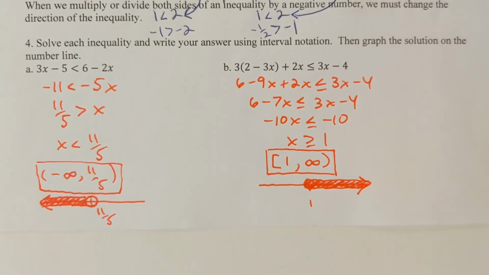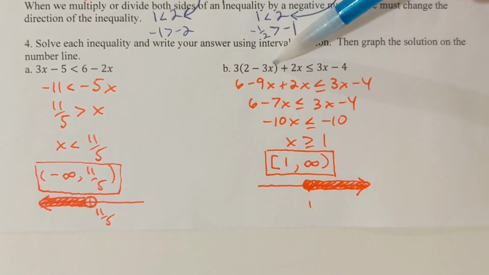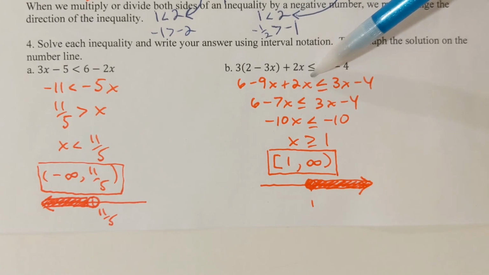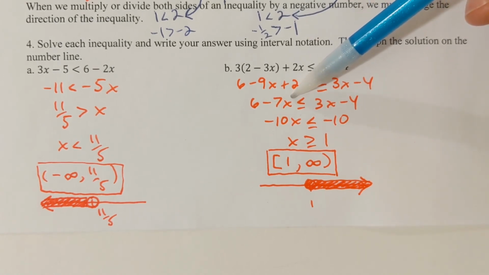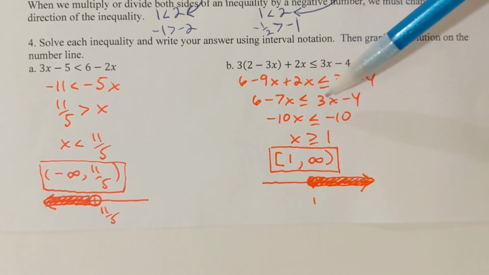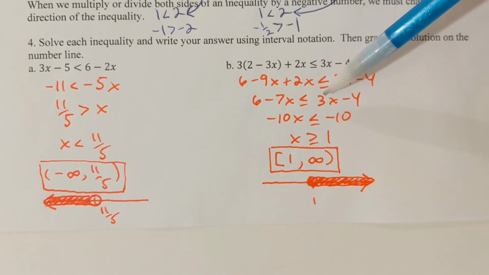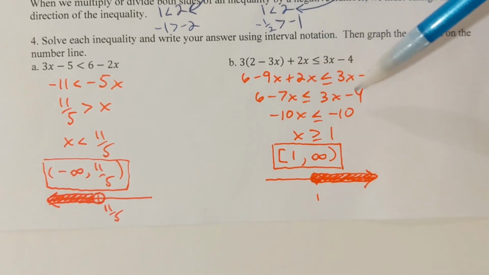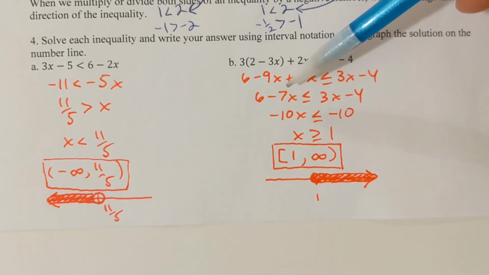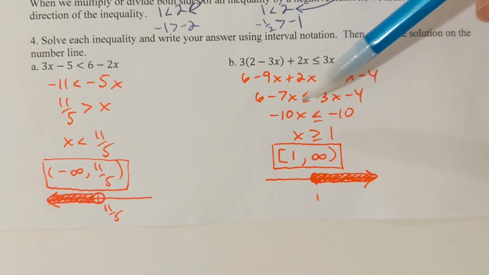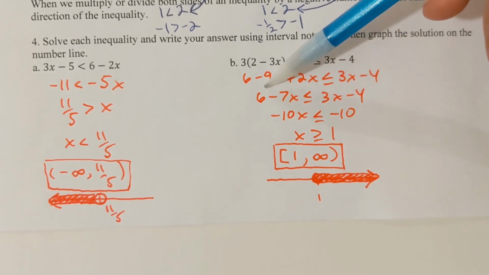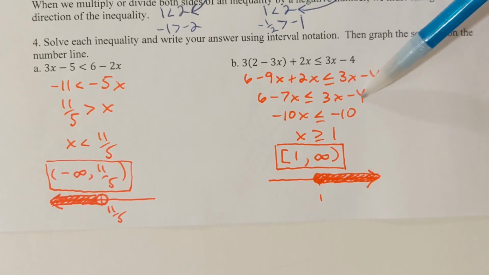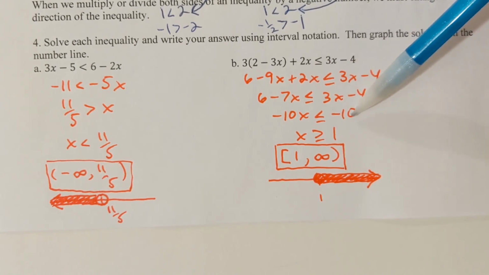Part B is another one, same deal, solve for x. So in this one, I want to begin by distributing 3 into these two terms. I've done that. Combine your like terms on the next step. And then let me subtract 3x from both sides, and then subtract 6 from both sides. So if I take -7x minus 3x, that would be -10x. Subtract 6 from both sides. -4 minus 6 is -10 on the right.